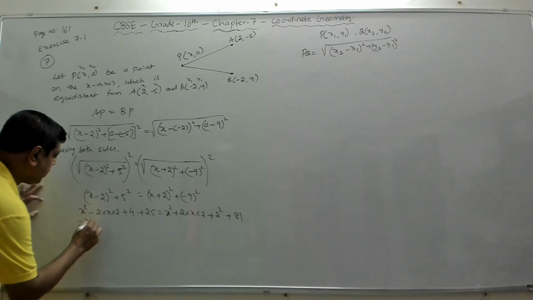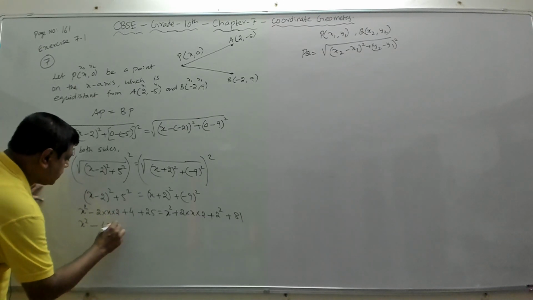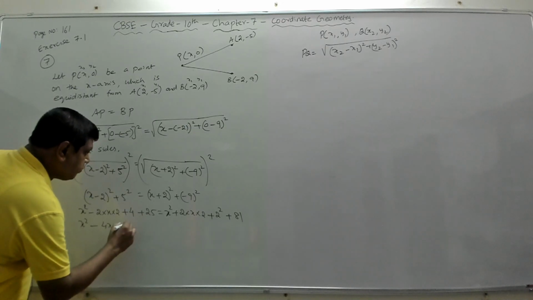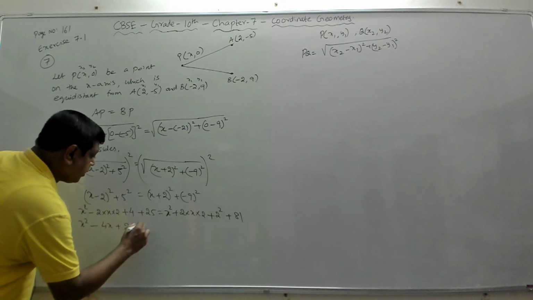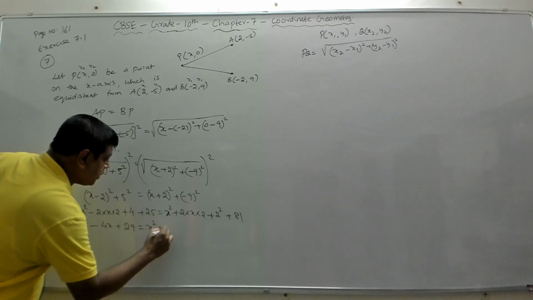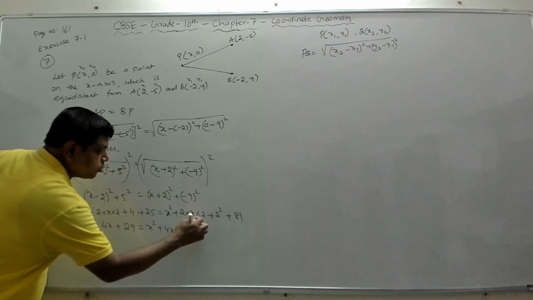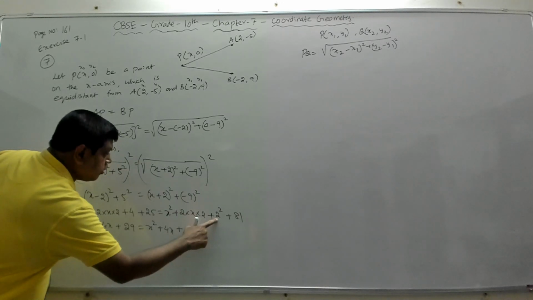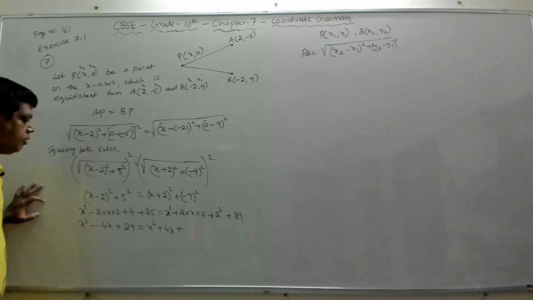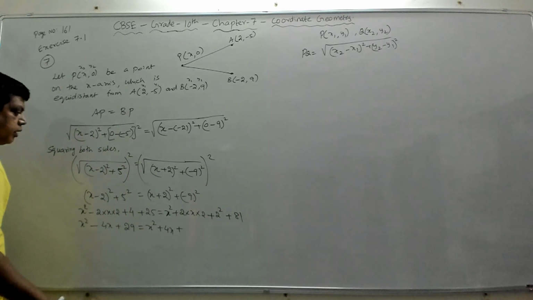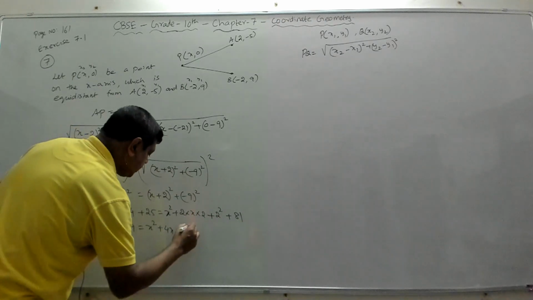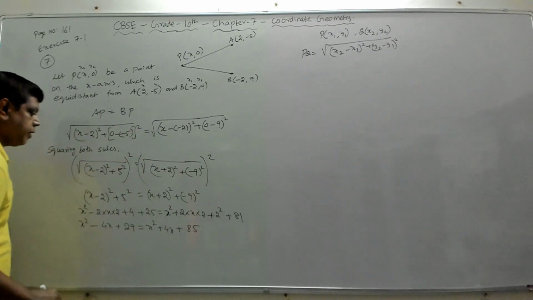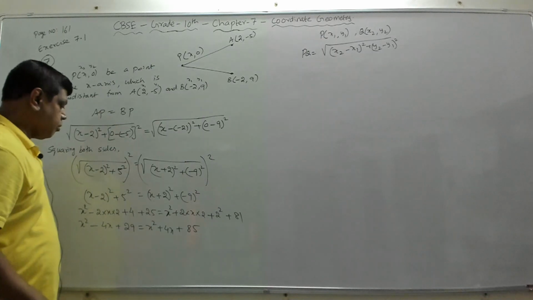So this becomes x square minus 2 2s are 4x plus 4 plus 25 is 29, equal to, this is x square plus 4x, or 2 into x into 2. This will become 4x. This 2 square will become 4. 4 plus 81 is 85.